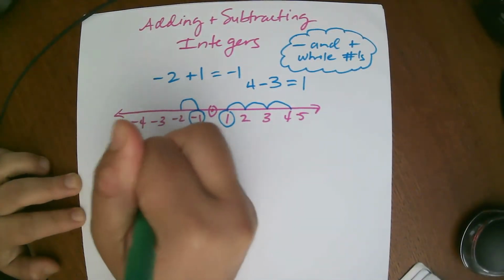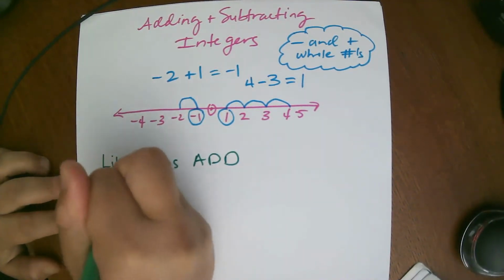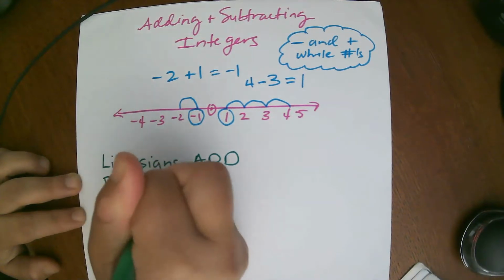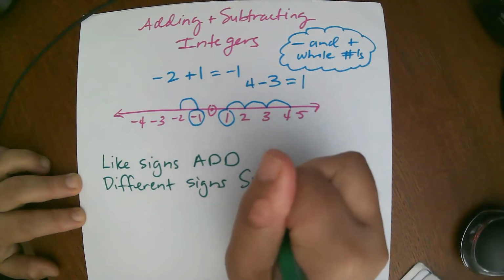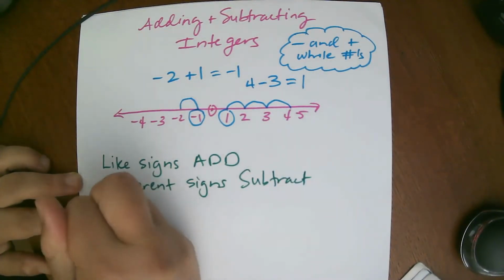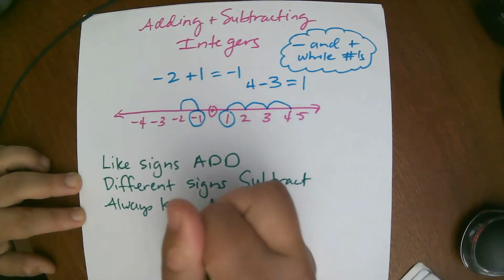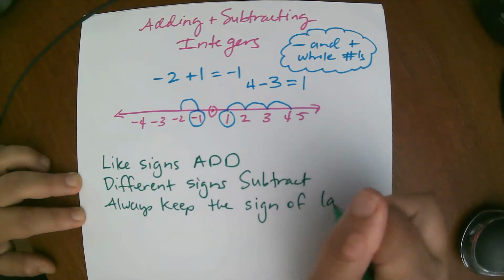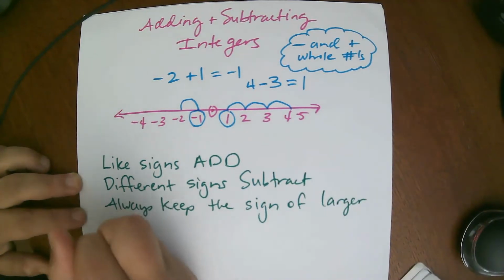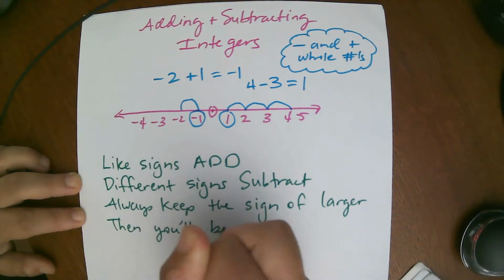It goes like this. Like signs add. Different signs subtract. Always keep the sign of larger. Then you'll be exact.